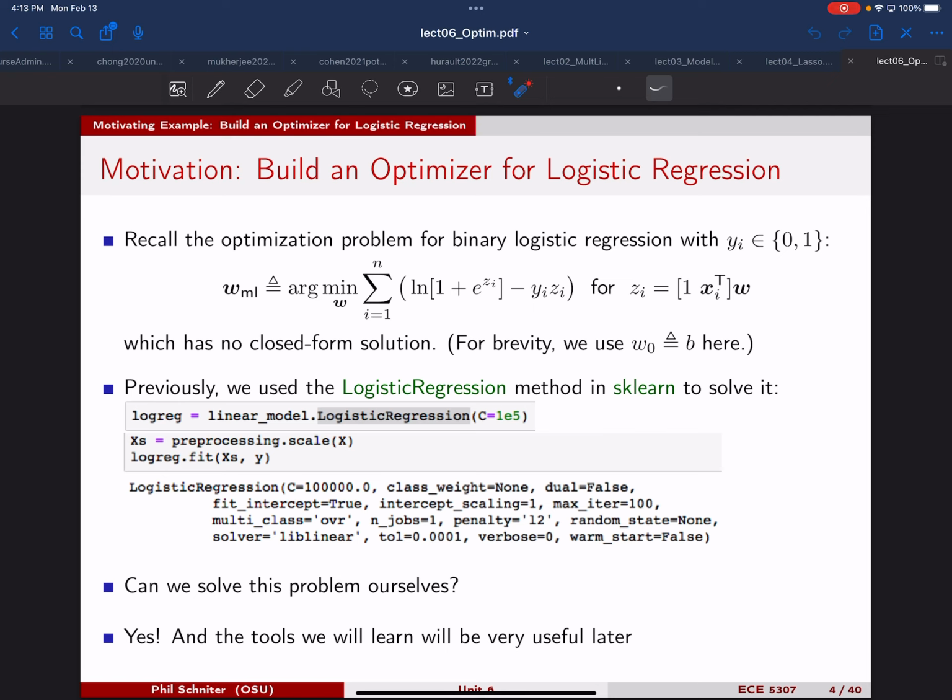Okay, so how did we do this before? We used this logistic regression method in scikit-learn. So we instantiated this logreg object. Then we scaled our features, and we did logreg.fit. When we do that, internally there's an algorithm that's going to be run to solve this problem. And we're going to try to develop algorithms like that ourselves in this unit so that we understand what's happening under the hood.